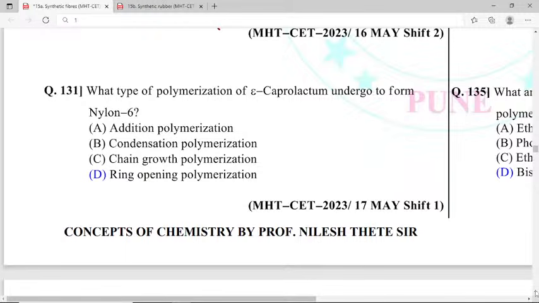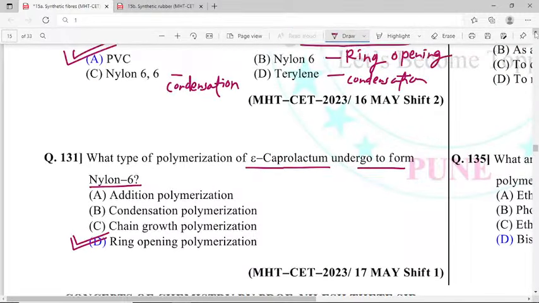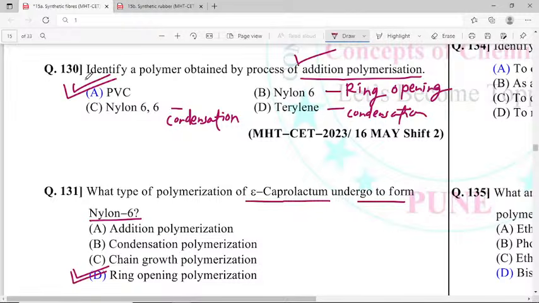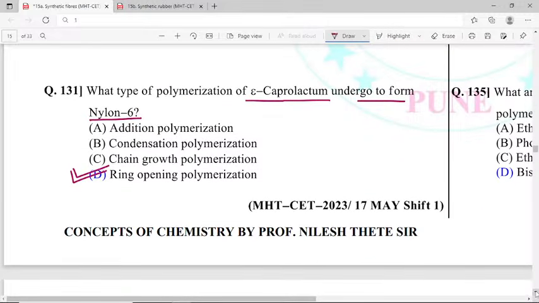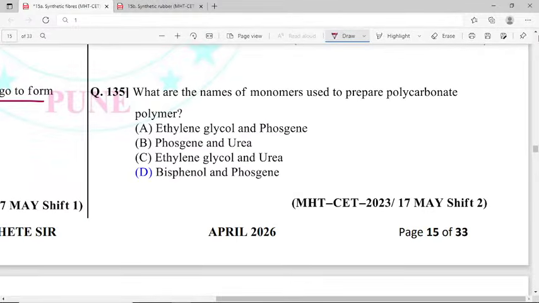What type of polymerization does epsilon caprolactam undergo to form nylon 6? It is ring opening polymerization. Both questions are identical, question number 130 and question number 131. Addition polymerization, answer PVC. Nylon 6 as ring opening. And the next question: nylon 6 is addition, condensation, chain growth or ring opening? Ring opening is the answer. Nylon 6 is the only example of ring opening polymerization. Whenever a question asks about ring opening, always answer nylon 6. Note now.